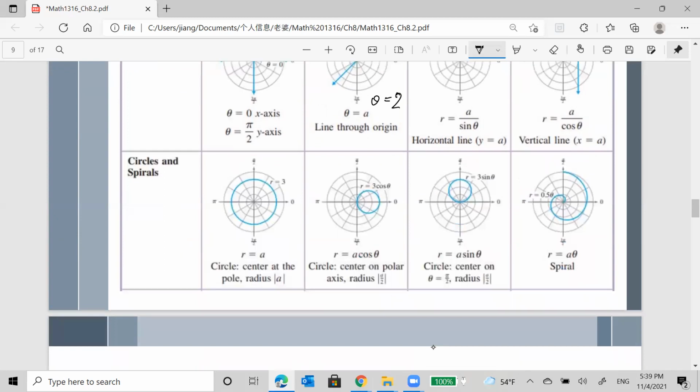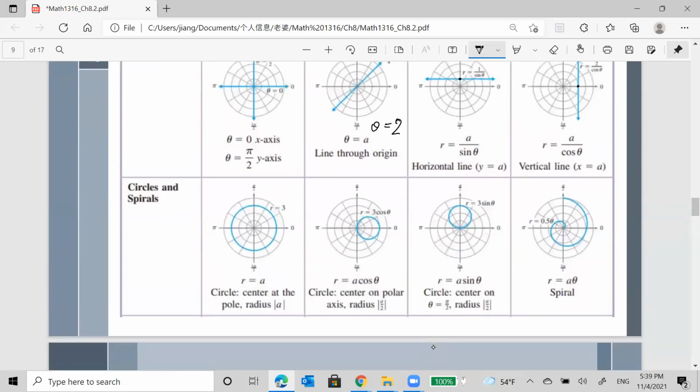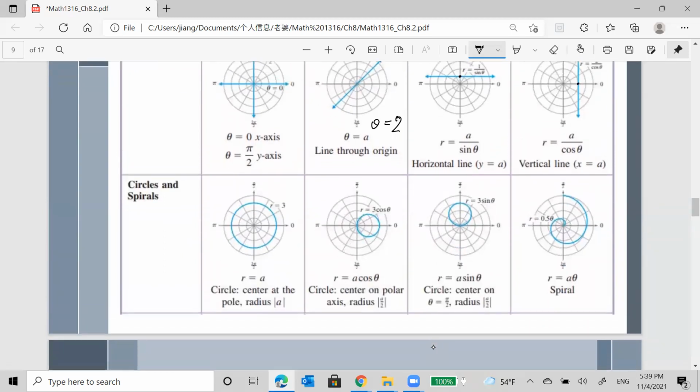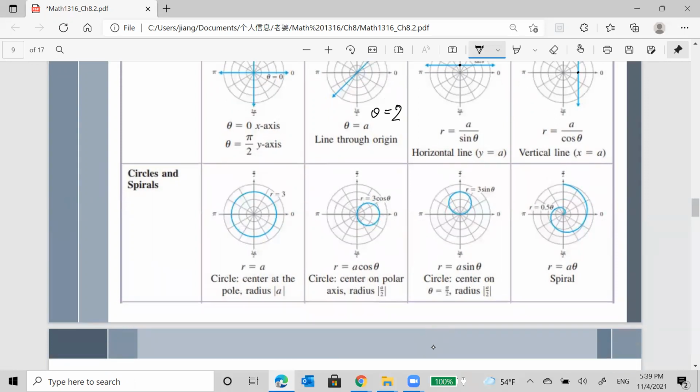Okay, circle and spiral. If r is a, that means the r from here to here is a. For example, r is 3. It doesn't mention theta, so any theta should be good. So that's a circle. And also another kind of circle is r equals a times cosine theta. We learned this one before. We solved this kind of question before.